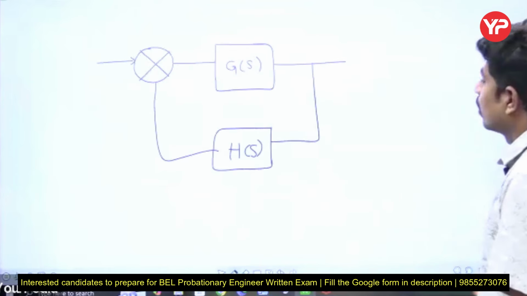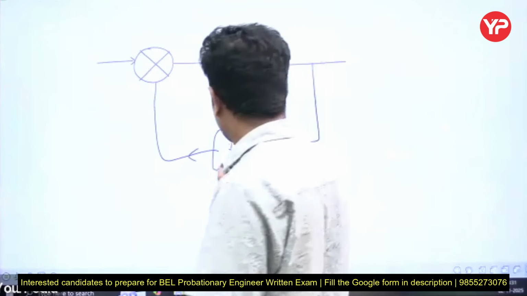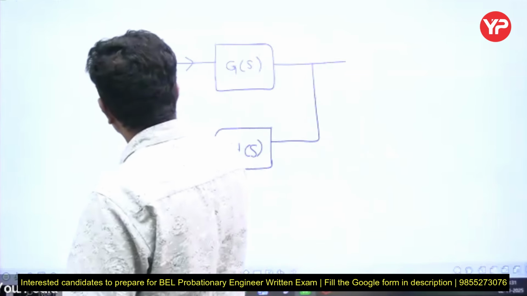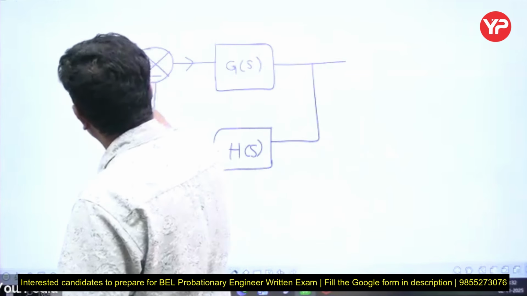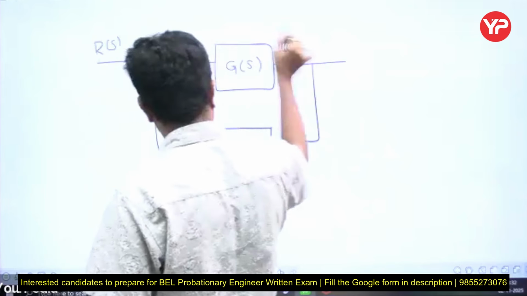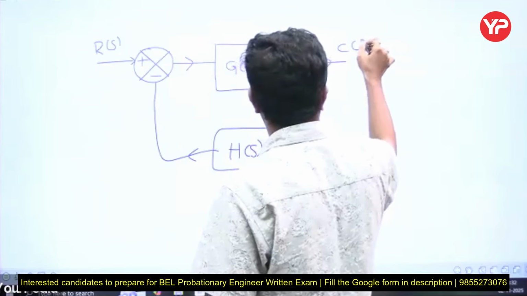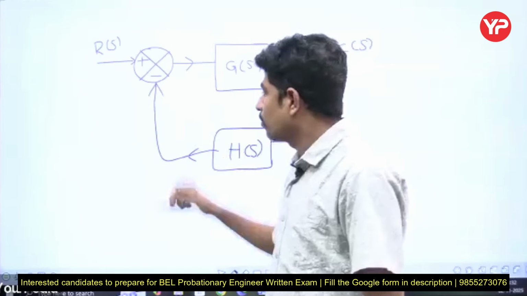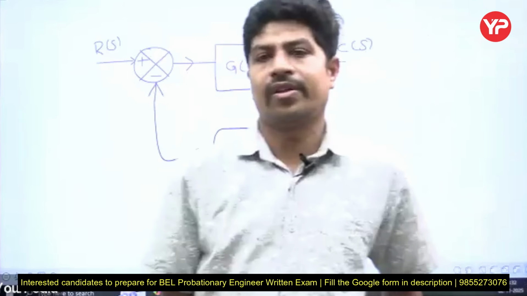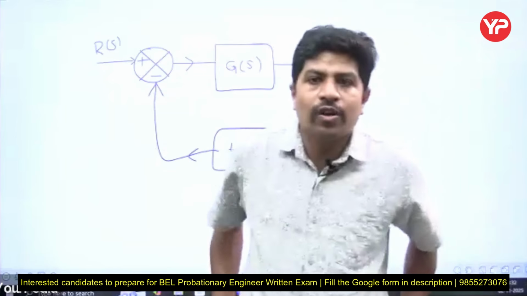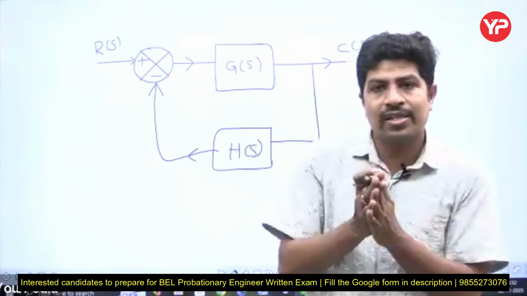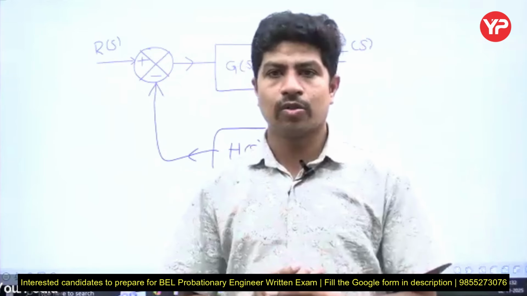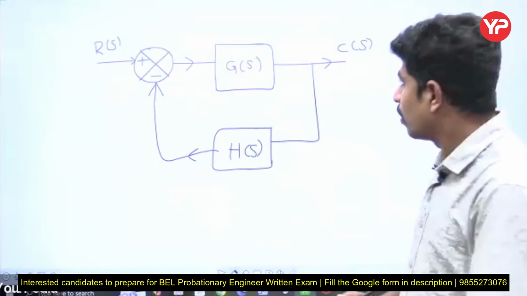In the feedback, whatever I kept, I am calling it as h of s. This is input r of s in S domain. This is output in S domain c of s. What kind of feedback is this? It is negative feedback. Do remember one thing, negative feedback is mostly preferred because of its advantages. Those advantages I'll discuss in terms of objective questions.